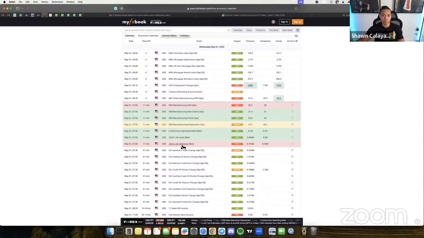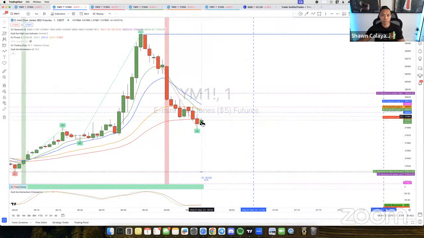Obviously, if there's less jobs available, it's not good for the economy. You can see over here, last month was 8.756. This month they're forecasting it to be 8.69. So they're forecasting negative news here. Doesn't mean it's going to come out negative, but that's what they're forecasting. Still no real reaction to the news here yet. It came down a little bit, but not too much of a reaction, at least not yet.